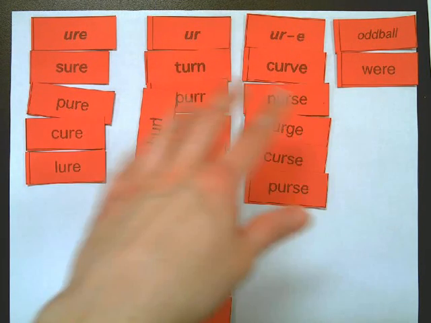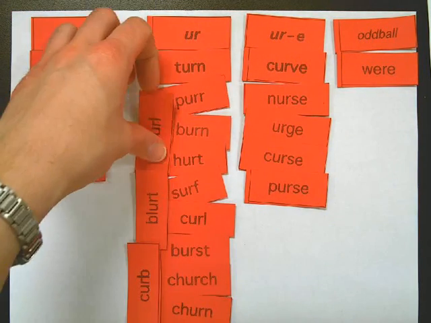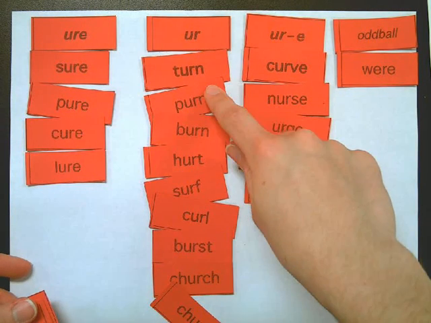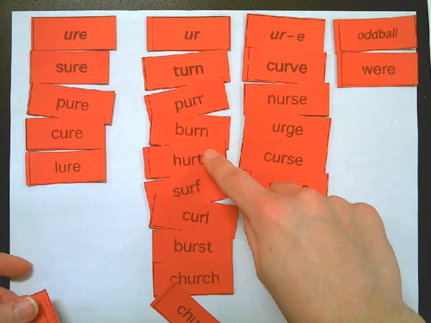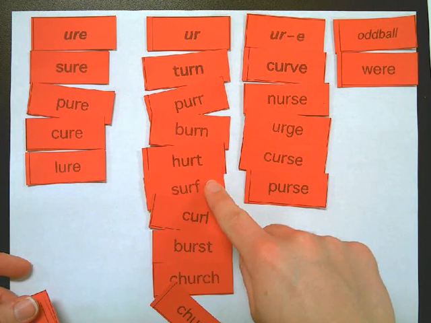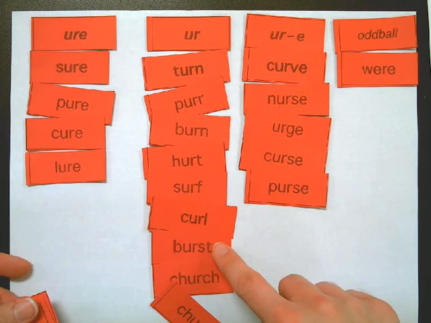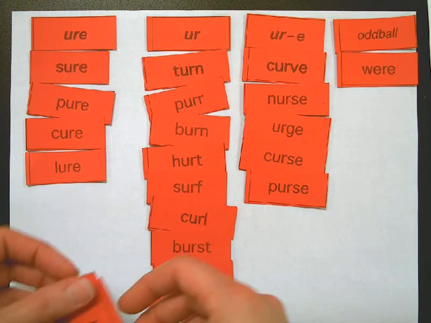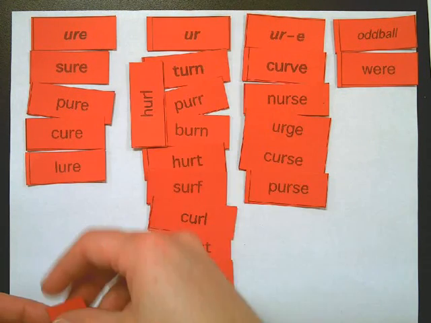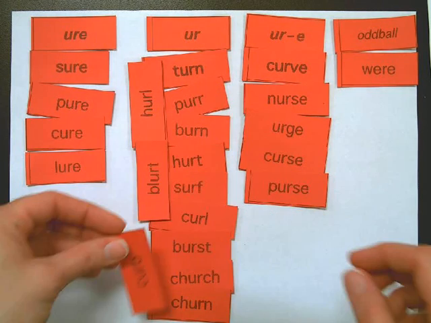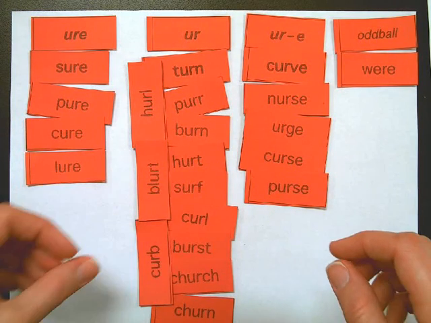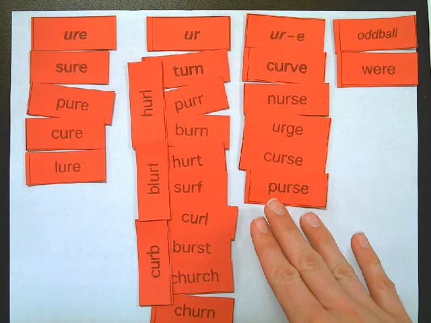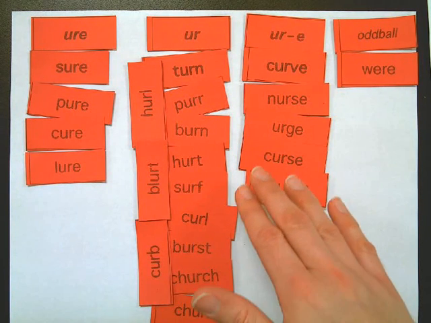Then we get to the sound which is made by UR or URE. I'm going to check to make sure that my spelling patterns match in all of these. So we've got turn, purr, burn, hurt, surf, curl, burst, church, churn, hurl, blurt, curb. I heard that sound in all of these words.